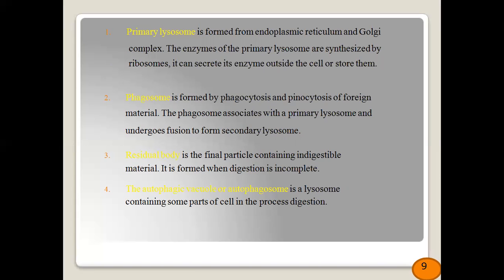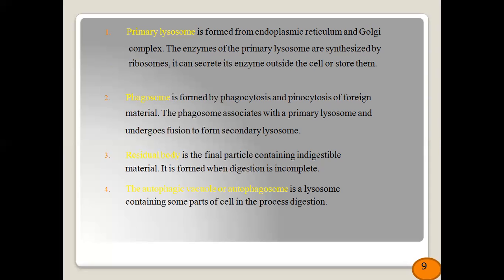It can secrete its enzymes outside the cell or store them. Phagosomes are formed by the phagocytosis and pinocytosis of foreign material. The phagosomes associate with the primary lysosome and undergo fusion to form a secondary lysosome. The residual body is the final particle containing the indigestible material; it forms when digestion is incomplete.